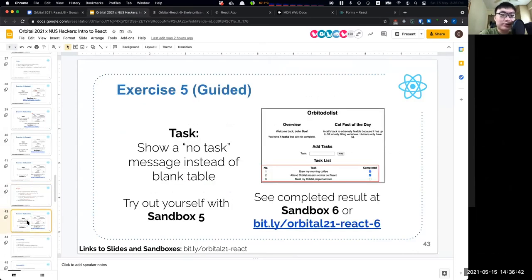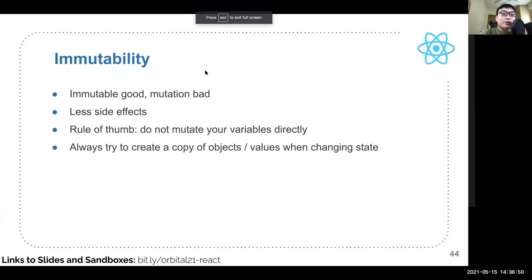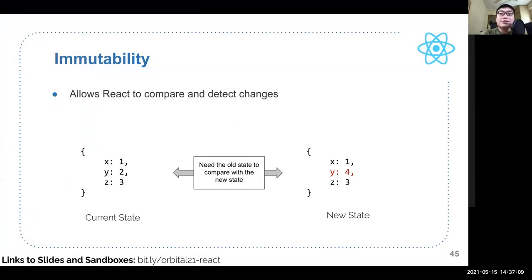Again, we have completed this. And let me just expand on what I said about immutability just now. Immutable is good, mutation is bad. That's what we learned from CS 2030, because there are fewer side effects. So the rule of thumb is try not to directly mutate your variables. Always try to create a copy of the objects or the values when you want to change a state. Why do we need to do so? Because React works in a way that tries to compare what has changed, like we said, React uses a diffing algorithm. So it will be good for React to be able to compare the new state with the current state. For it to do that, it needs some form of immutability. You cannot directly modify your old state. That's why immutability is very important.